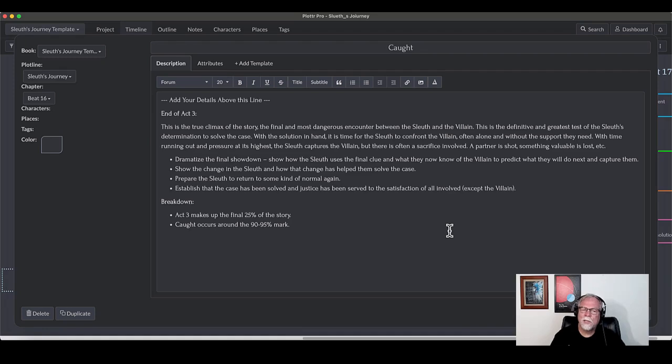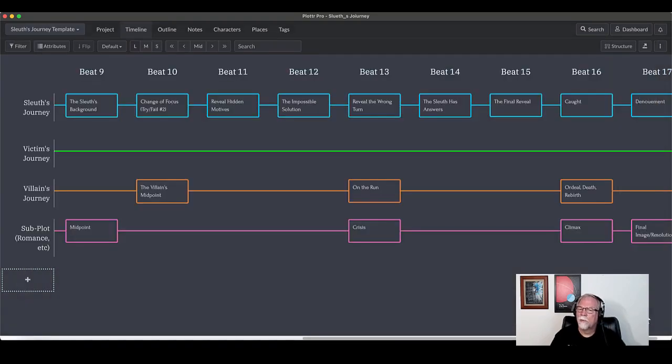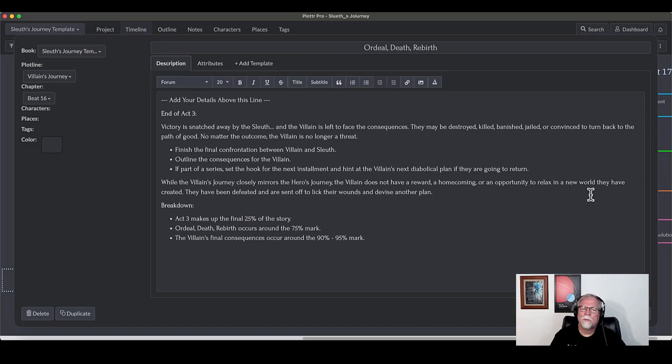But establish the case has been solved and justice has been served, or if justice has not been served, that it will potentially be served at some later point when the criminal is caught, if they have run away. Now, for the villain, we call this ordeal, death, and rebirth. They make a choice. Either they die or they're caught and it becomes an ordeal for them. They're thrown in jail or put on trial, whatever the case may be, or it's a rebirth. They decide that they are going to turn towards the good and away from the bad, and this gives them an opportunity to do that.